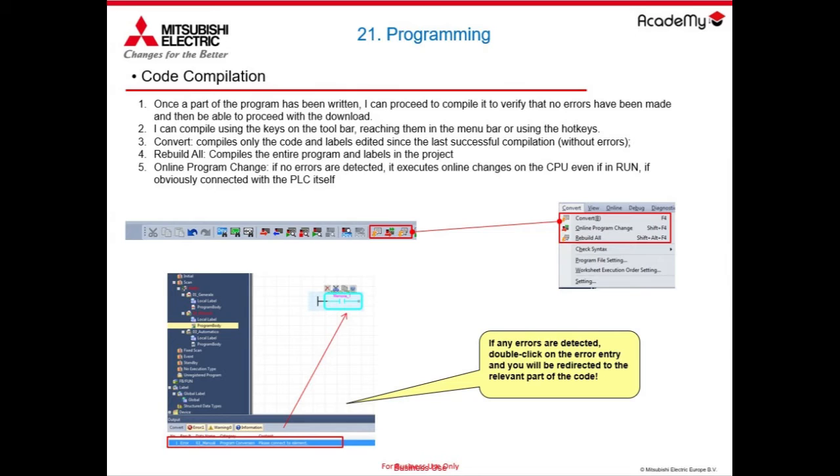Certainly less invasive than a rebuild all, which will take more time and compiles the entire program and the project labels. There is also the possibility of making online program changes, and if no errors are detected, the changes are made online on the CPU, even if it is running, therefore without going back to the stop state, obviously if you are connected with the PLC. If errors are detected, double clicking on the error item takes you back to the affected part of the code. So let's try to compile.